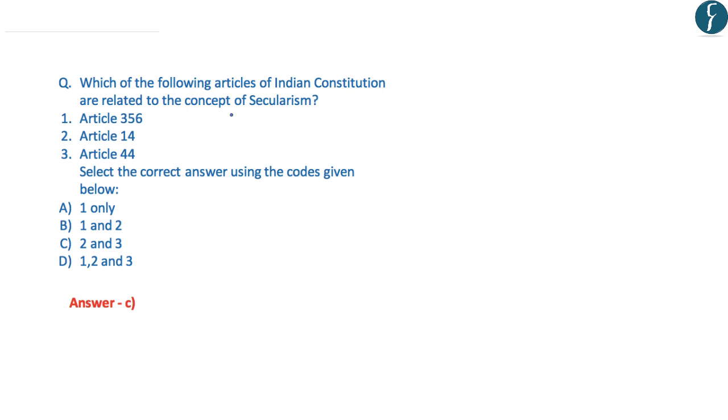So the correct answer here is C, that is, 2 and 3 are correct, because Article 14 is related to the right to equality and Article 44 is related to the Uniform Civil Code, which is again a feature of secularism. And Article 356 is related to President's rule and is not directly related to the concept of secularism. And with this, let us move on to the next article.